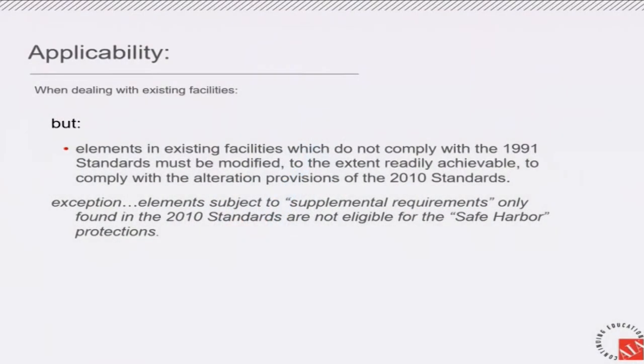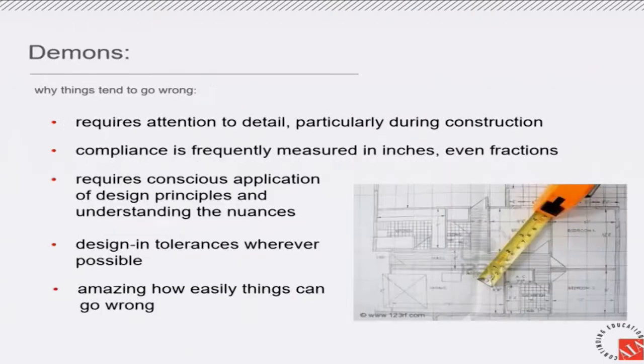So this is the same thing we just talked about. It's just that elements that are compliant do not have to be brought up to 2010. The exception is those supplemental requirements that are found only in the 2010, and that's usually at the back end. Swimming pools, recreational facilities, all of the marinas, all of those things that were added. I think it's chapter 10 and beyond, if I'm not mistaken.